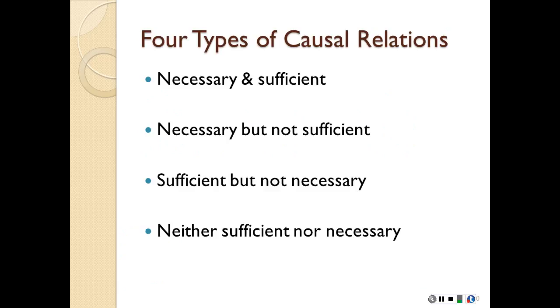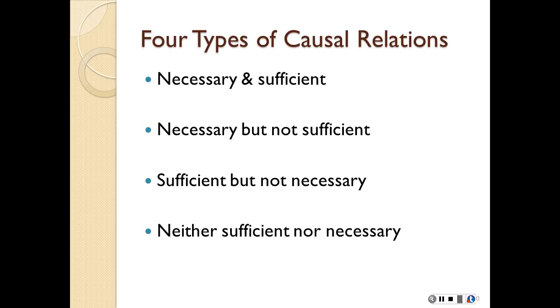So there are 4 types of causal relationships. The first, your exposure can be both necessary and sufficient. If it's necessary and sufficient, the disease will only occur if the factor is present, and the exposure will always lead to the disease. This doesn't happen that often, just like we were talking about.